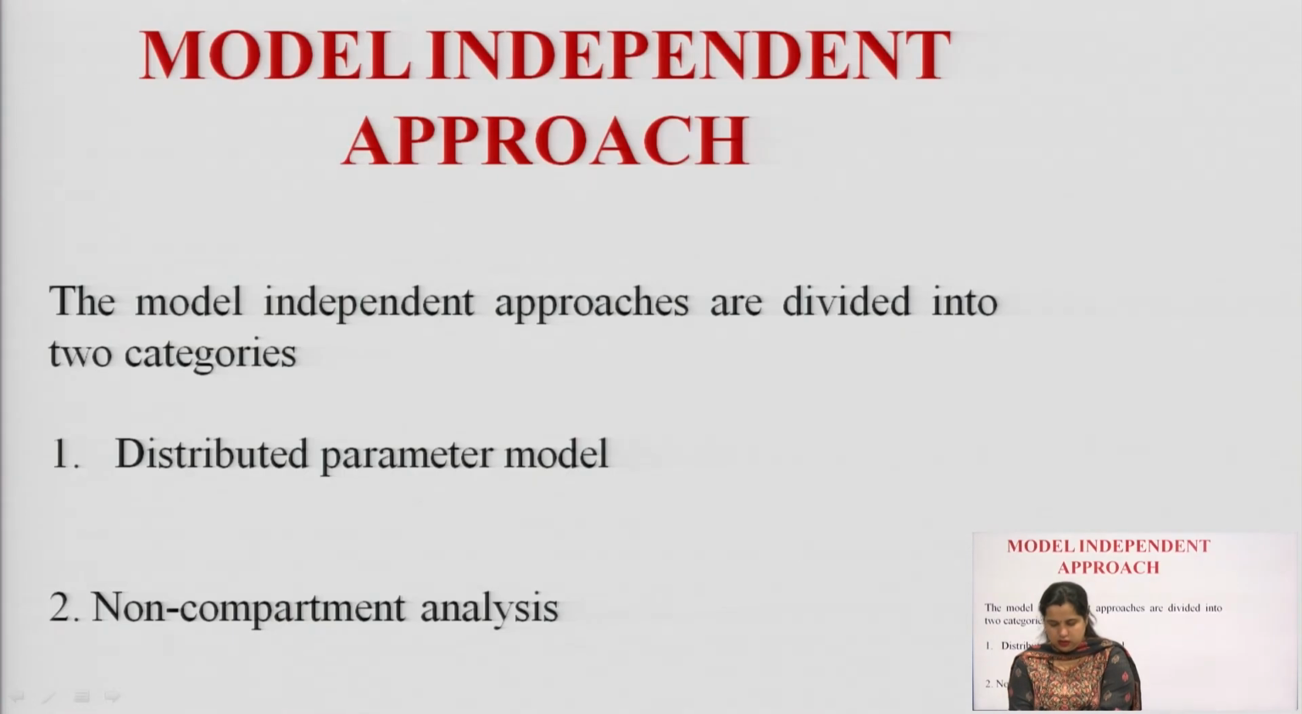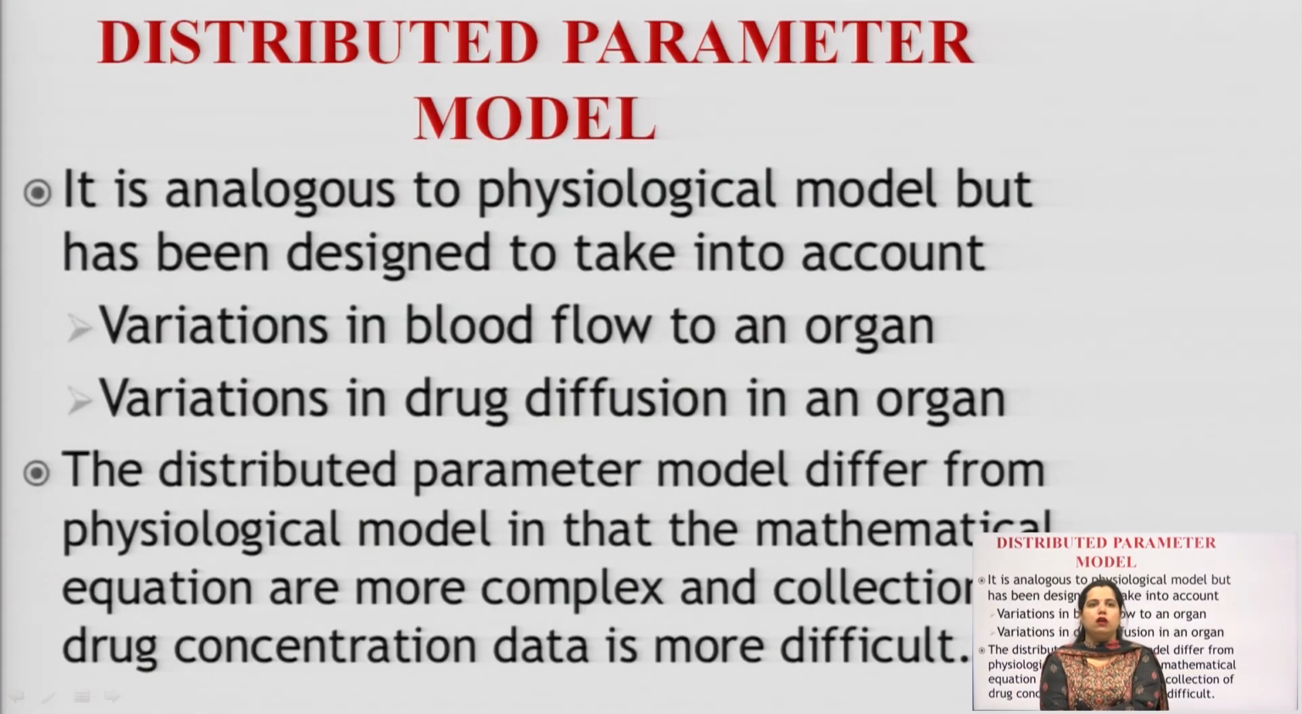the third one is the distributed parameter model. It is mistakenly written here under model independent, whereas it is a model dependent approach. In the distributed parameter model, while designing the model, we consider variation in blood flow to an organ and variation in drug diffusion. Considering these profiles may make the procedure more complex, as data identification will become difficult to calculate.